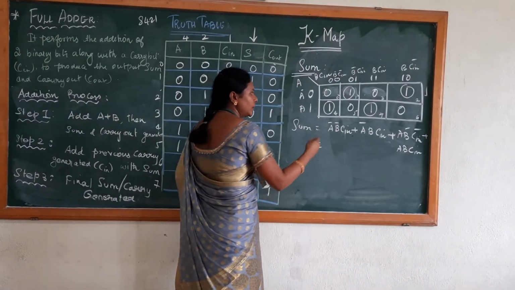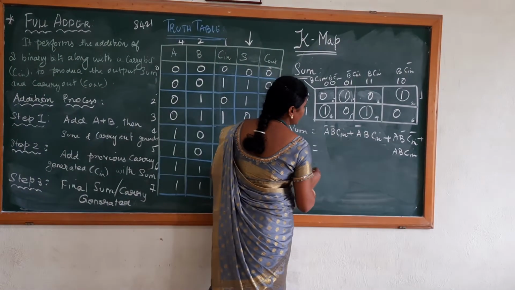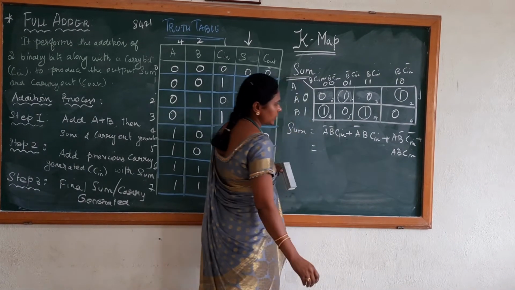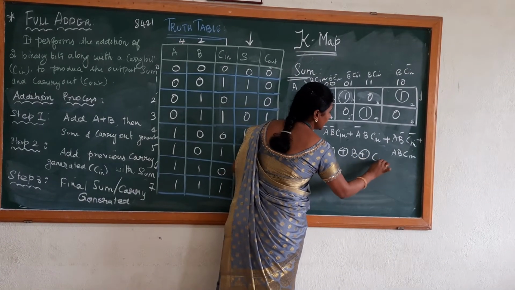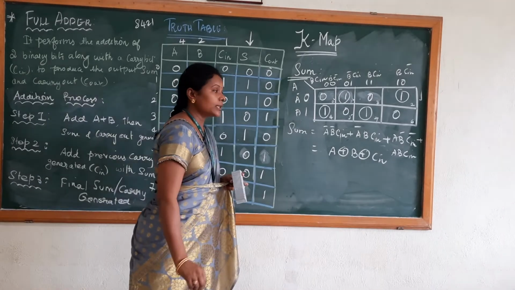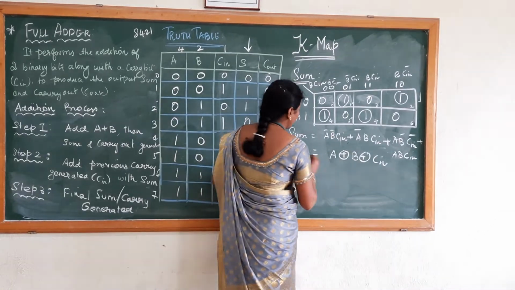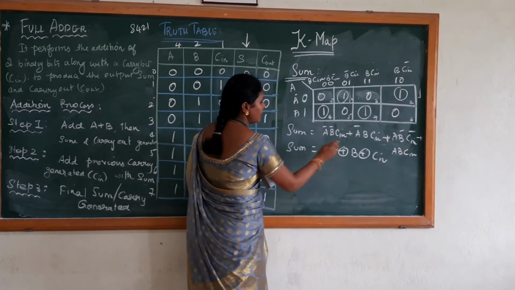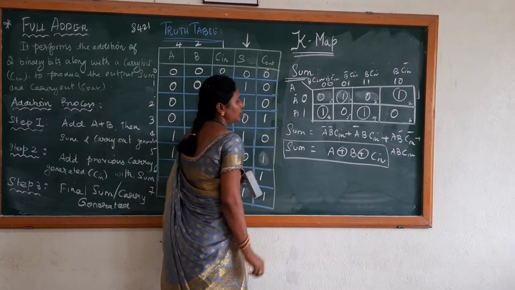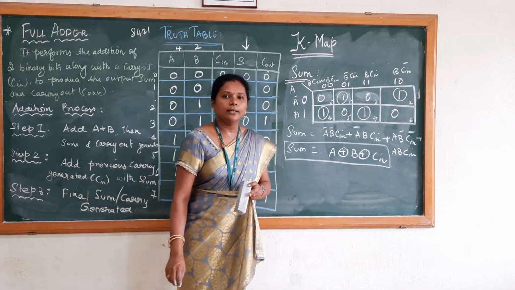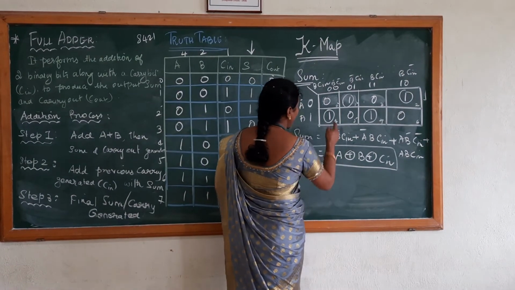So still, can you reduce? Yes, I can still reduce. If I simplify this expression, finally I will be getting A XOR B XOR Cin. In your theory, I have reduced this expression using your Boolean laws. So that I have told you already. And why are we reducing the expression? In the full adder itself, I told you it is to reduce the number of ICs and the size of the circuit used in your circuit board. So, with this, you have your sum expression.